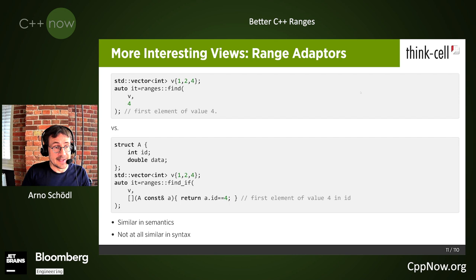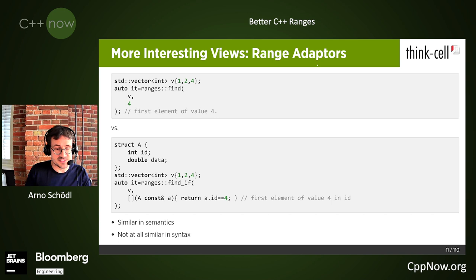Let's say you have an algorithm here that finds a 4 in a vector of 1, 2, 3, 1, 2, 4. And the iterator will then point to the 4. And you're using range find. Now, if you want to do the same thing, but the 4 is really stored in a structure A, then you cannot really use find, because you need to look into your structure A and check for the equality with ID. So you would need a predicate. And in addition, you're also not using find, but you're using find_if, so you can actually use a predicate. So these two things, looking for a value of 4, are similar in semantics, but they're not really similar in syntax. You're using two different functions, which is kind of ugly.